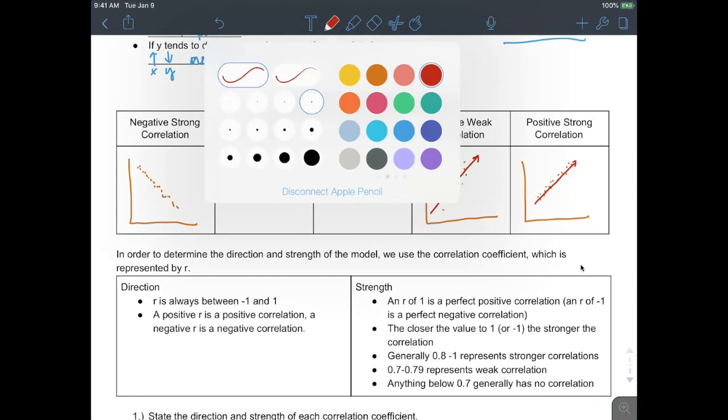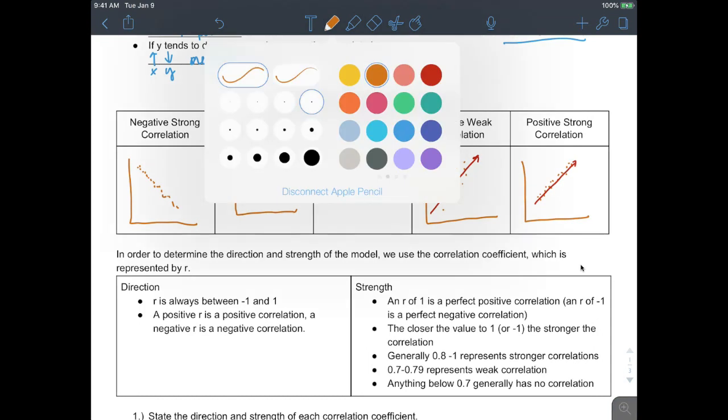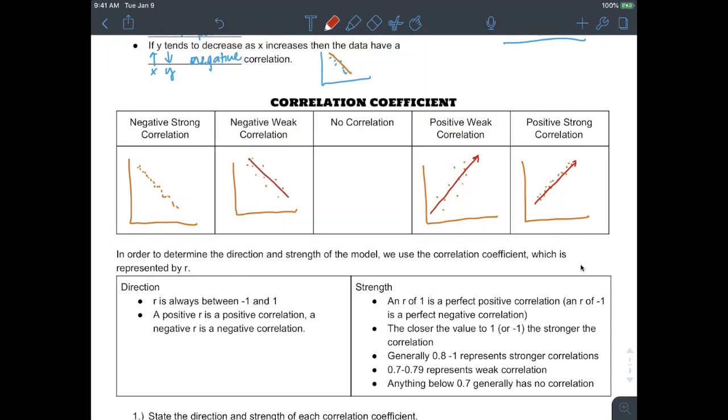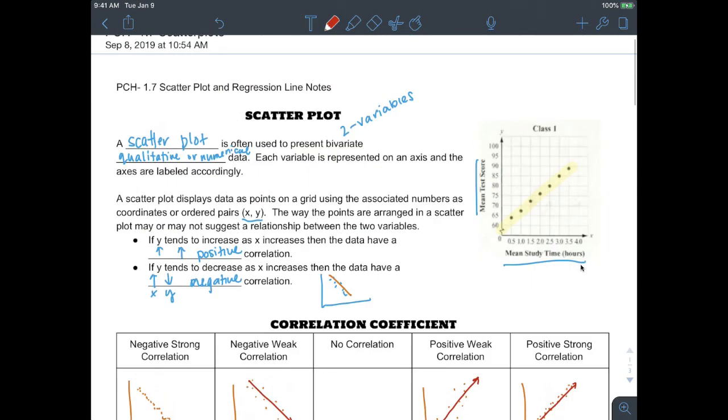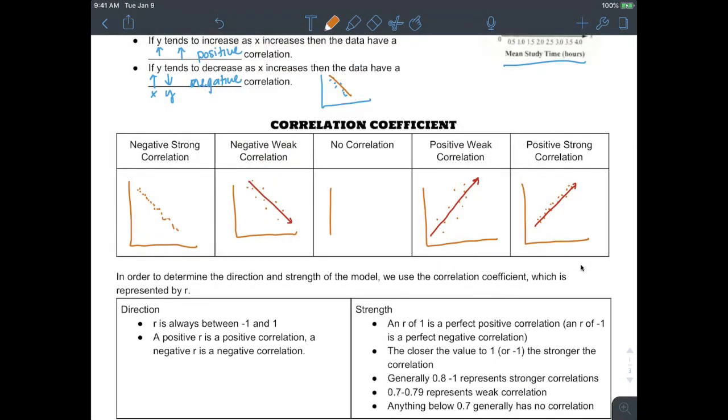The next part is a weak negative correlation. So same thing, downward facing line, but the points are more spread apart from the line, our estimation line here, okay? Our next one would be no correlation. So this is like when I can't tell if the graph is positive or negative. So I can't draw a line of best fit here.